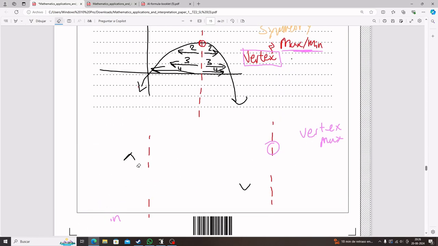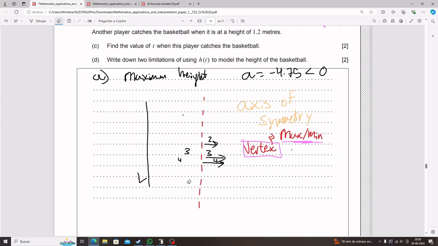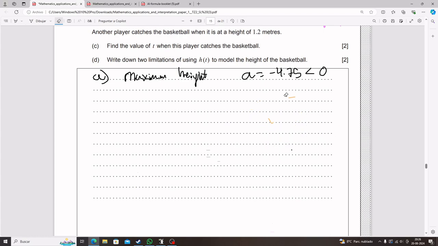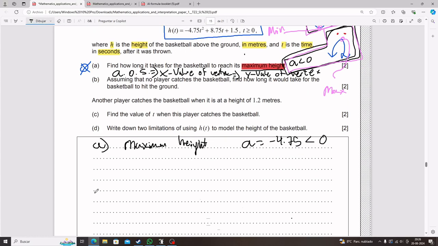So let me make a little bit of space. It was a little bit of a long introduction, but also a very necessary introduction. So our game plan is finding the x value of the axis of symmetry, which is the same as the x value of the vertex. And through that, I get the y value of the vertex, which helps me find the maximum height.